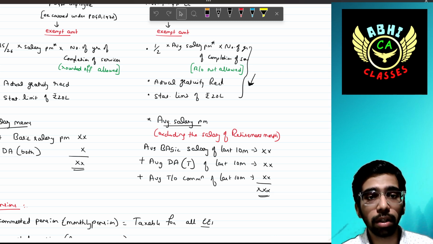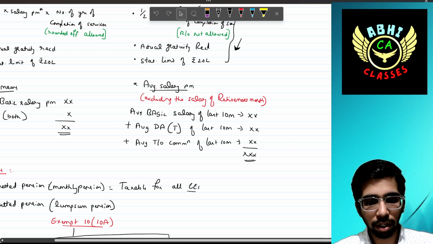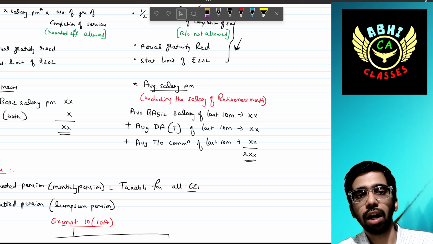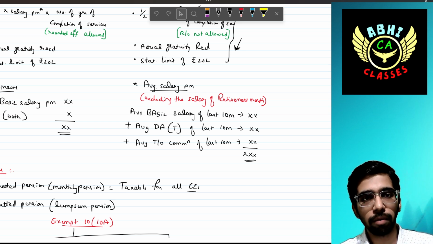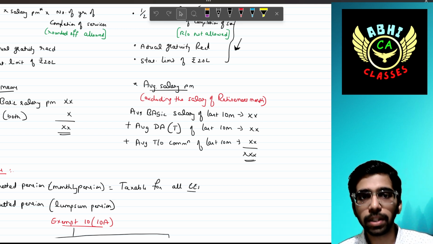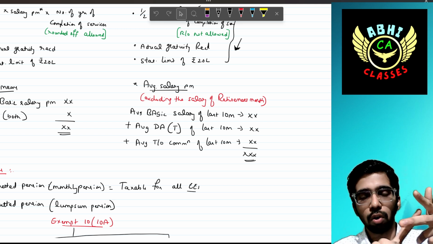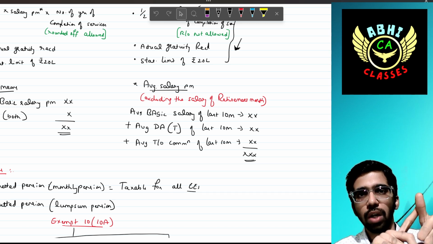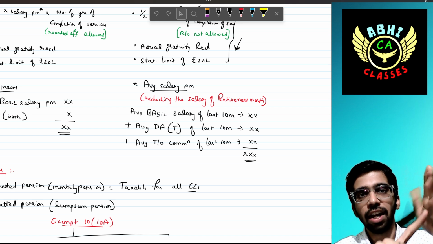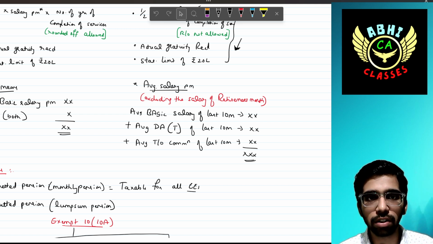What is average salary per month? Average salary per month means excluding the salary of the month of retirement. Let's say I am retiring in January. I should exclude January's salary and take only the last 10 months, because average salary excludes this month. Average basic salary of last 10 months means December, November, October, September, August, July, June, May, April, March. We take those 10 months' salary divided by 10. That will be the average basic salary.